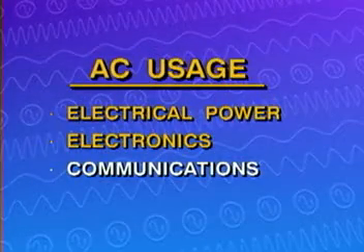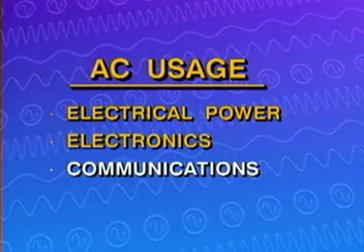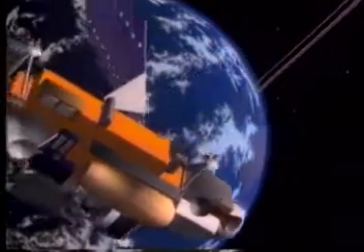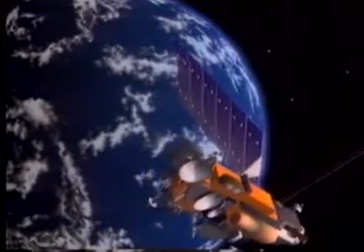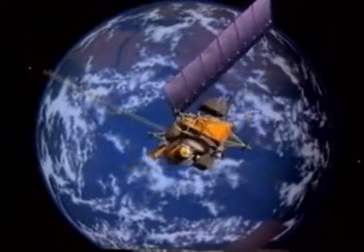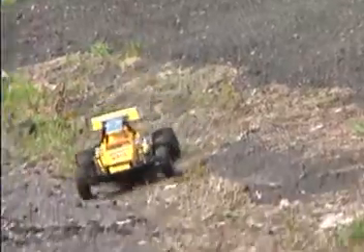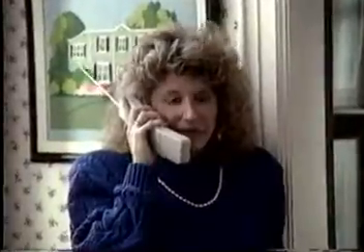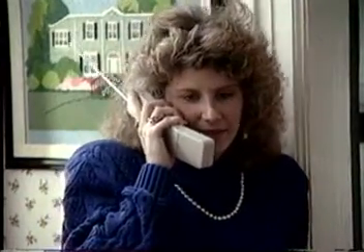A third general category of usage is communications. AC is capable of producing radio waves, which can carry information through space. This kind of AC makes satellite communications and space exploration possible, as well as operating the remote control devices used in model cars. Cellular telephones communicate with each other using this type of AC too.